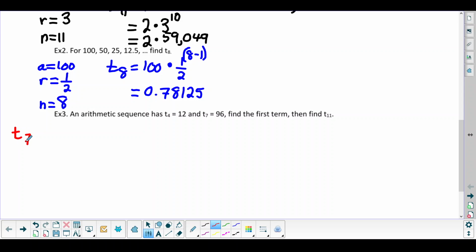So term 7 is the later term we know, is equal to 96 equals A. We don't know what A is right now. Times R. We don't know what the multiplicative ratio is yet. To the power of 7 minus 1. So to the power of 6. And from term 4, we know that's equal to 12, which is A, we don't know what A is, times R, don't know what R is, to the power of 4 minus 1, which is 3.